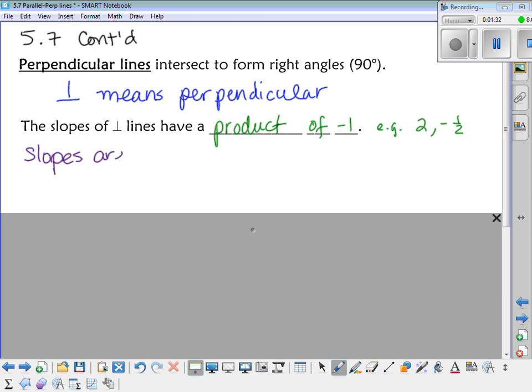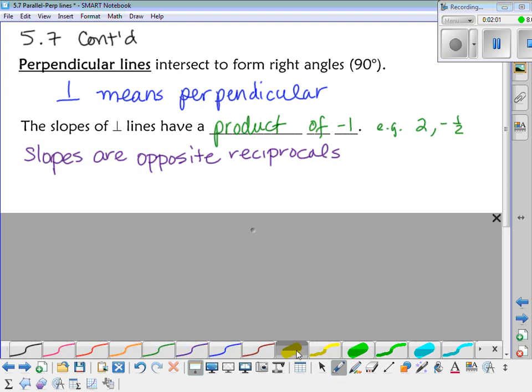Okay, well, see how one's positive and one's negative? So they're opposites, right? And what would I do to a 2 to make it into a 1/2? What do you call it? It's the reciprocal, right? So basically your slopes are going to be opposite reciprocals whenever you have perpendicular slopes, okay?